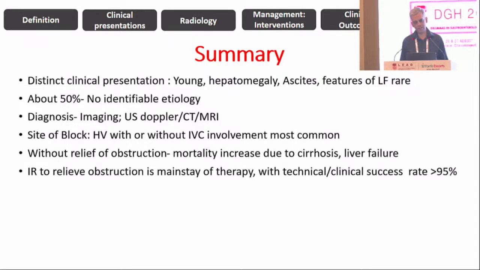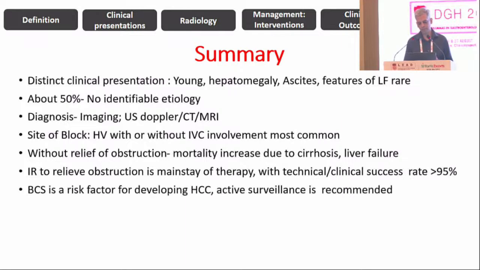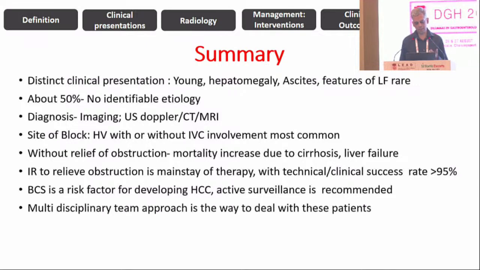Without radiological intervention, they have poor outcome. It's also a risk factor for HCC, and such patients should be considered for surveillance. A multidisciplinary approach is the way to manage these patients. So with this, I'd like to end my talk. Thank you for listening.